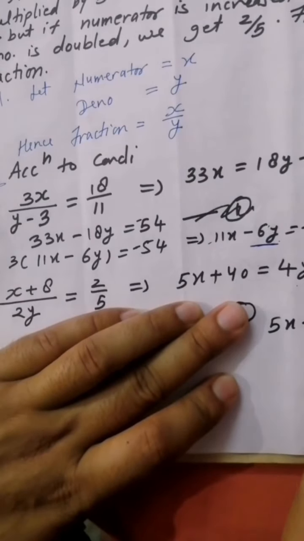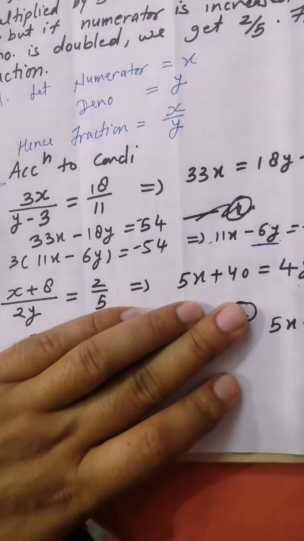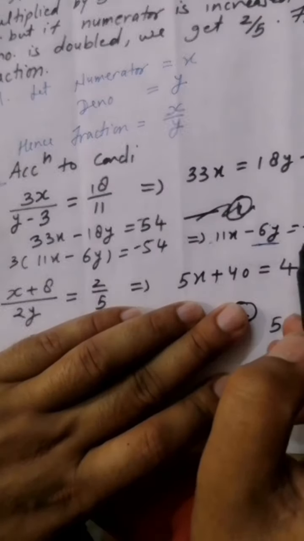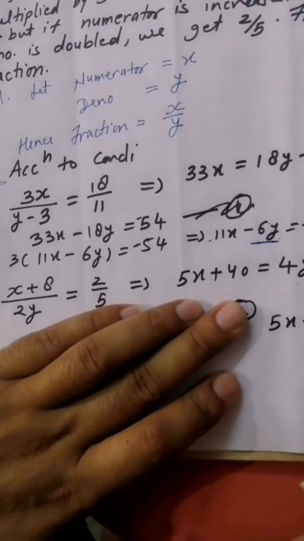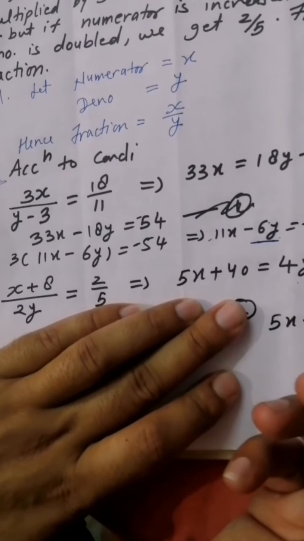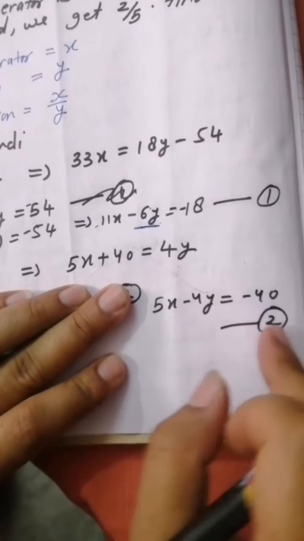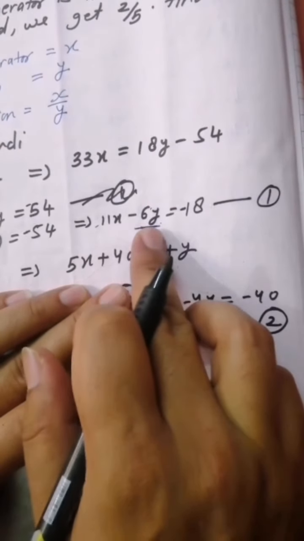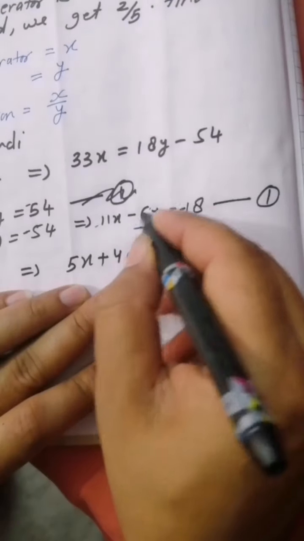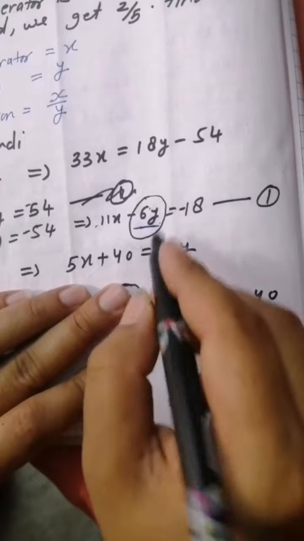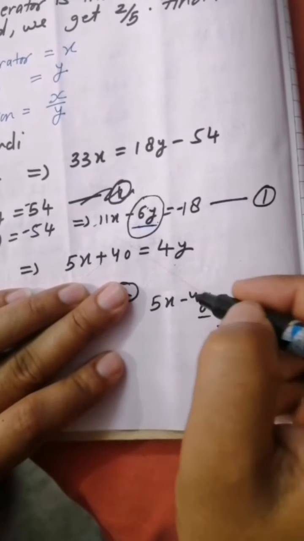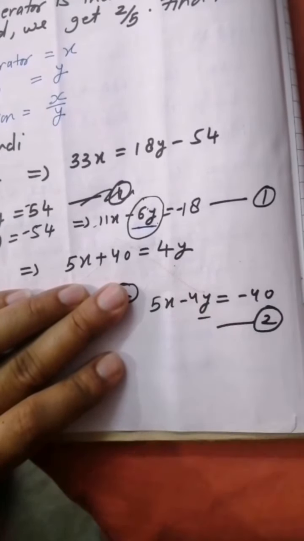That is equation 2. Now we have both equation 1 and equation 2. In equation 1, you can see it is minus 18. Now on solving both the equations, it's your choice, you can use any method. Here I am going to use the elimination method. Equation 2 is 5x minus 4y equals minus 40, and the first equation is 11x minus 6y equals minus 18. Here you can see the coefficient of y is minus 6 in one and minus 4 in the other. So I think it is better to make the coefficients of y similar, so here we will use the elimination method.